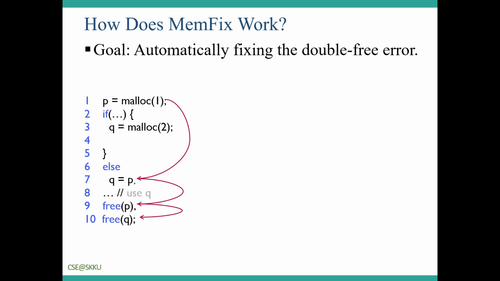Now, let me explain how Memfix works using this small code example I showed earlier. So let's revisit this code. It contains a double free error along with the execution path lines 1, 7, 9 and 10. At line 7, both Q and P refer to the same object, and that object is then deallocated twice, once at line 9, and again at line 10, which results in a double free error.